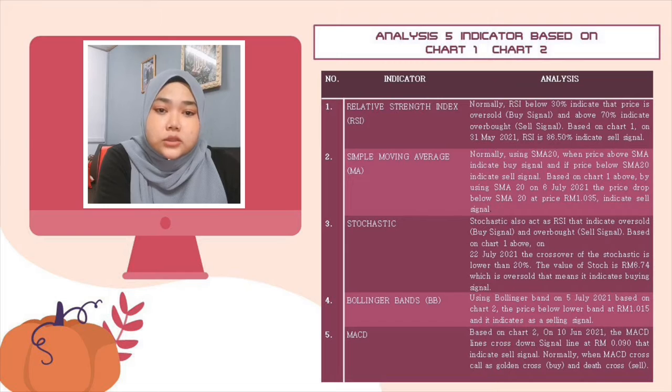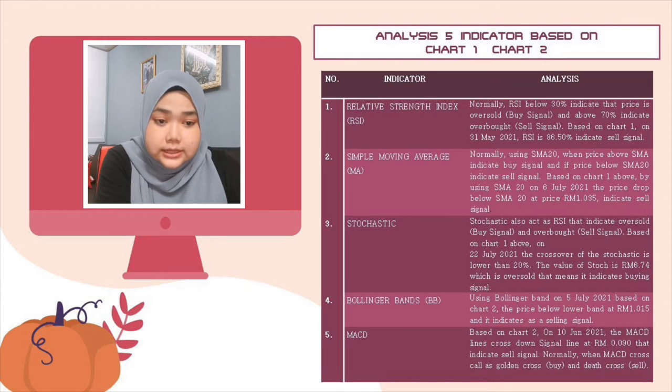The next one is stochastic. Stochastic also acts like RSI, indicating oversold as a buy signal and overbought as a sell signal. Based on chart 1, on 22 July 2021, the crossover of the stochastic is lower than 20%. The value of stochastic is 6.74, which is oversold. That means it indicates a buying signal.